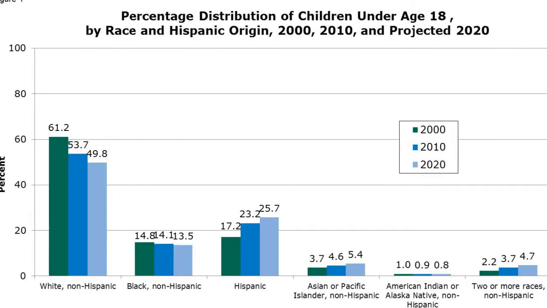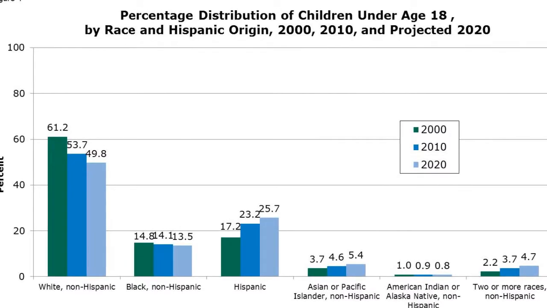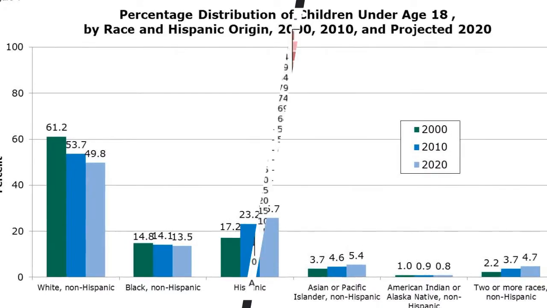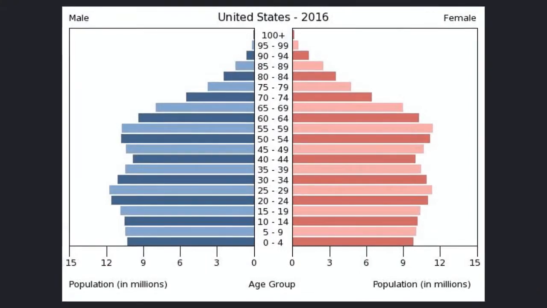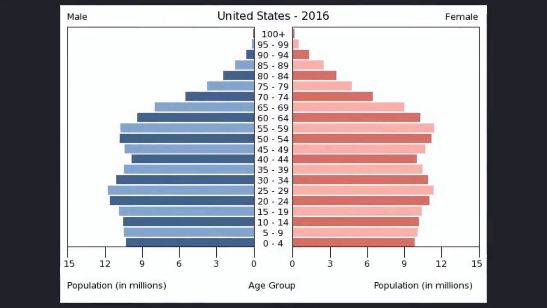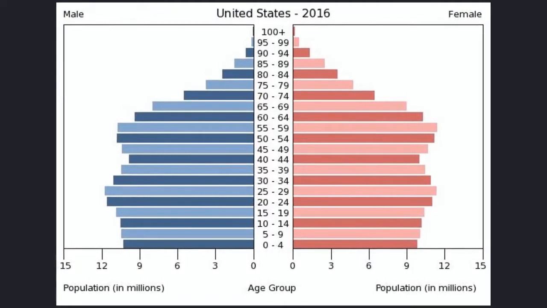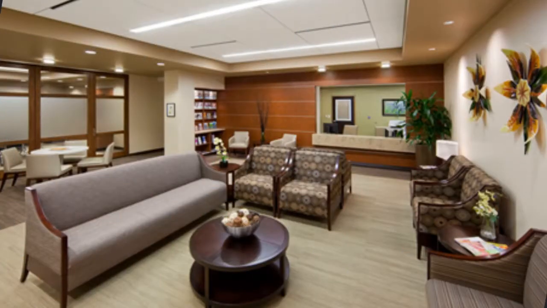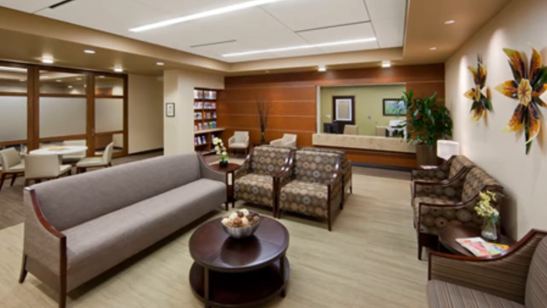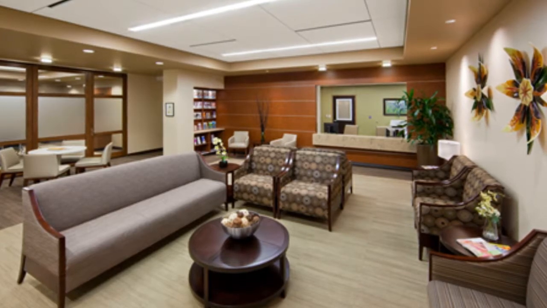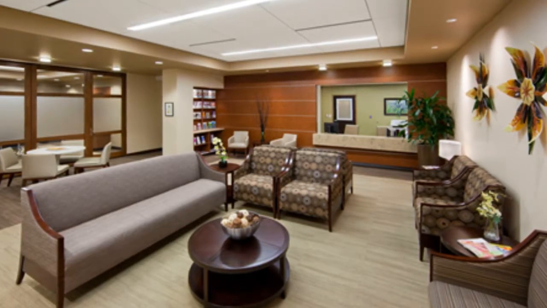The bar graph demonstrates an increase in diversity in younger children as 2020 approaches. The second pyramid illustrates the number of men and women with their correlating age groups. Demographics should be paid careful attention to when designing interiors. The waiting process may affect the user's experience in the building. It is the space in which most patients spend the most amount of time.